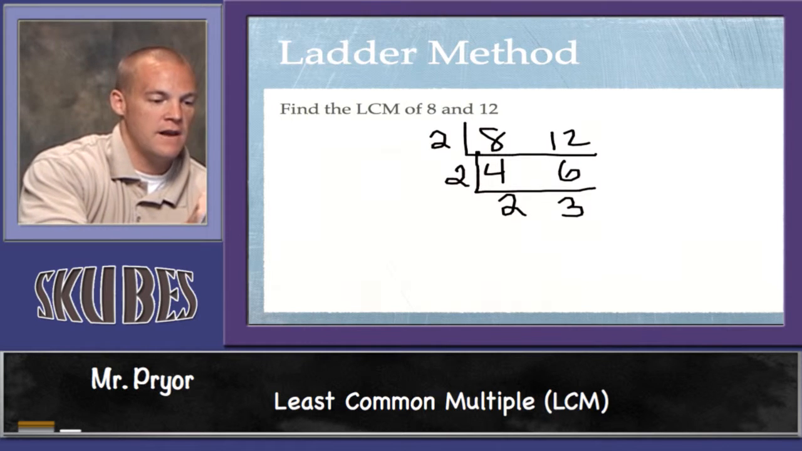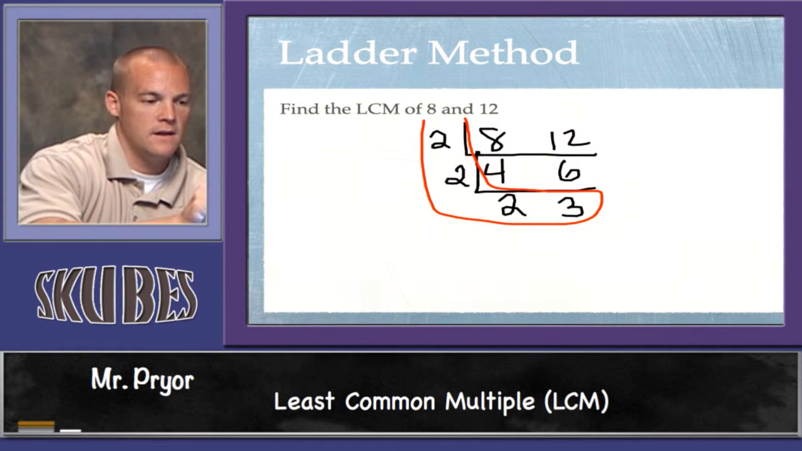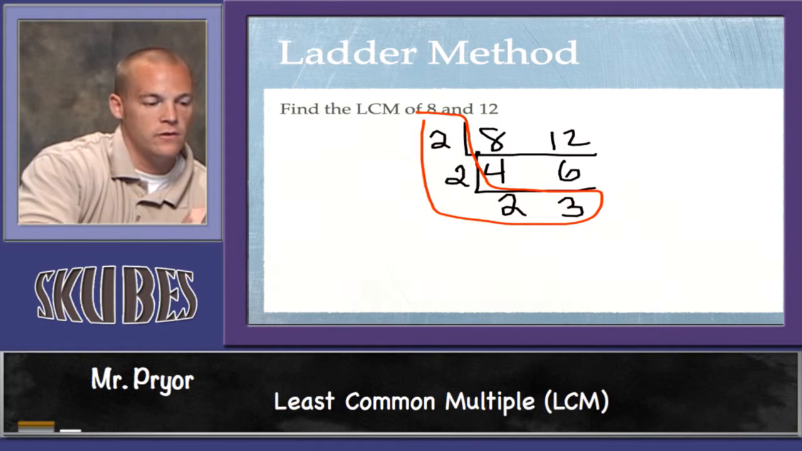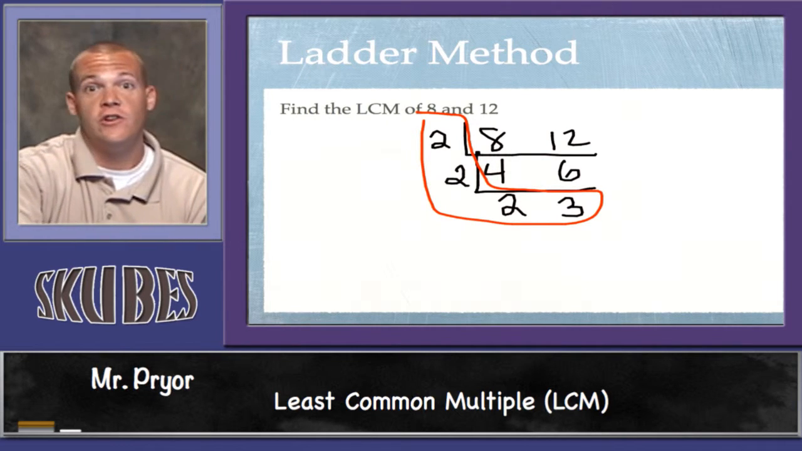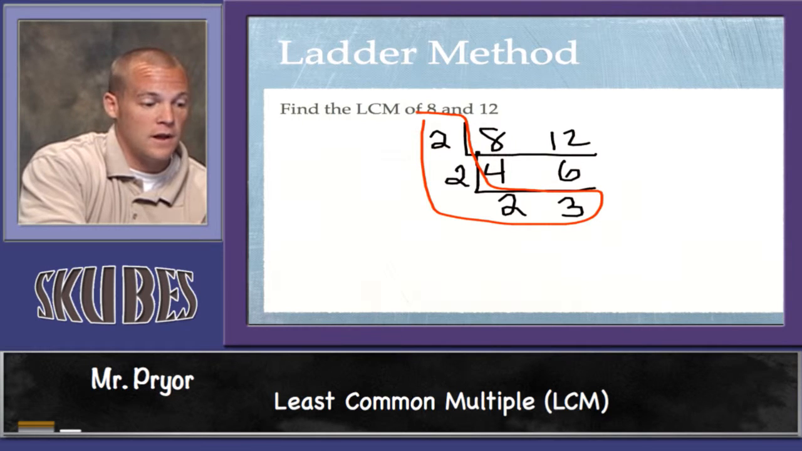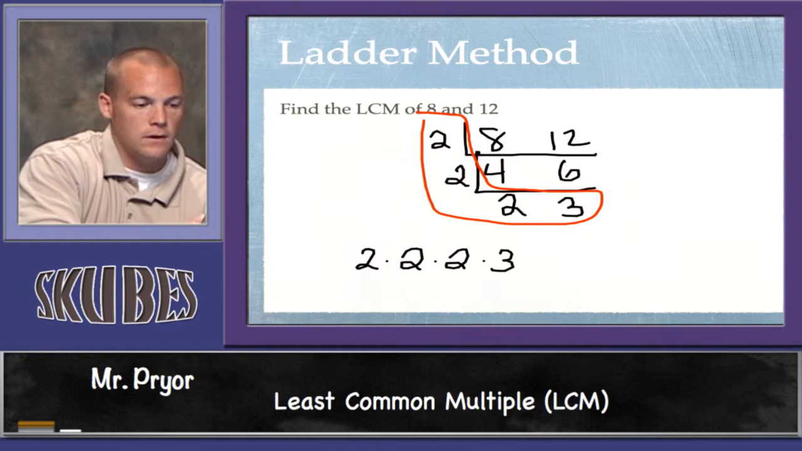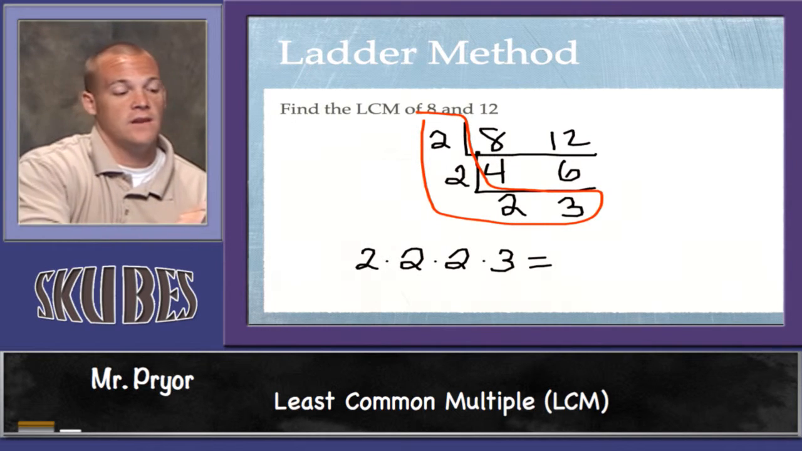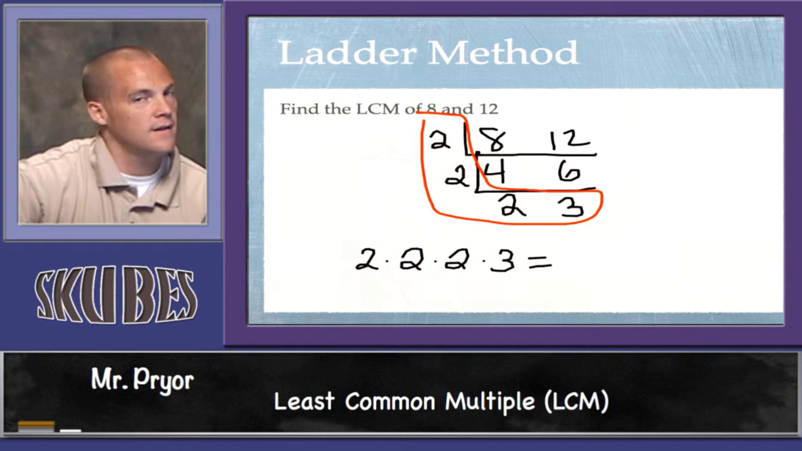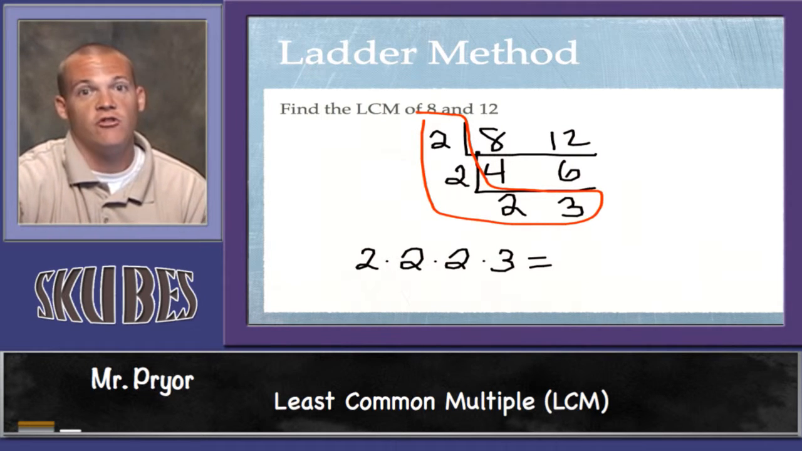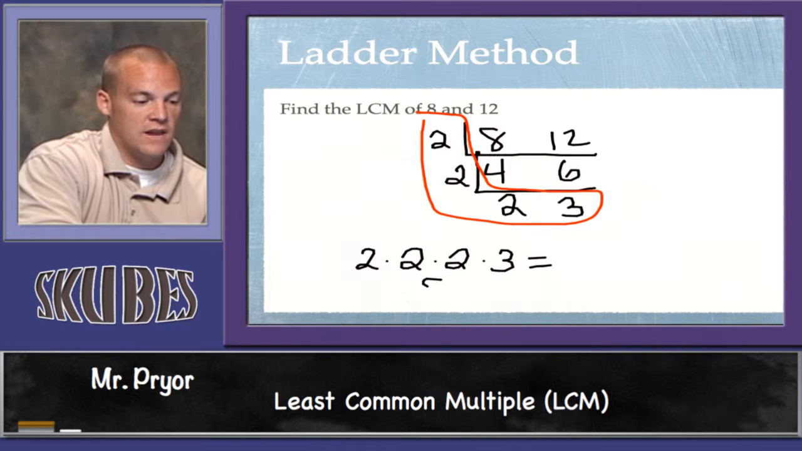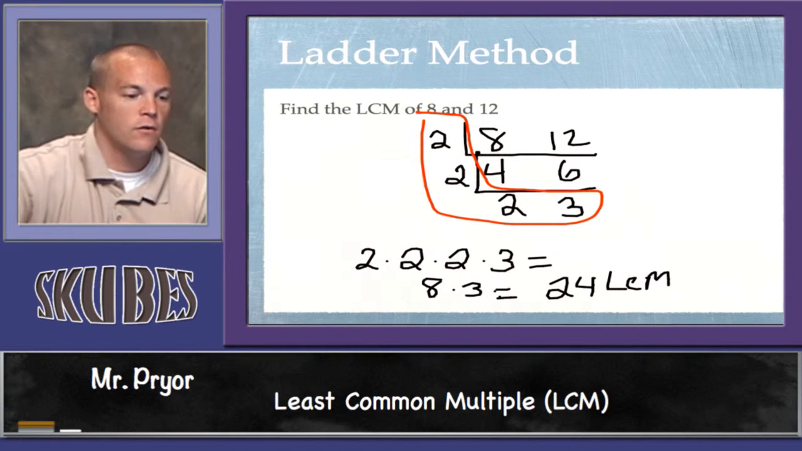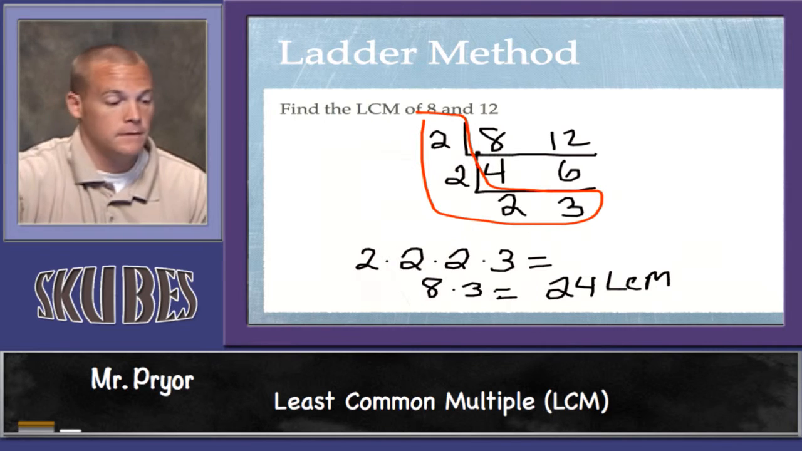So we stop. We make our L, and then for those of you who know the greatest common factor ladder method, you should know what to do now. You multiply. So we're going to multiply all those numbers in our L. 2 times 2 times 2 times 3. All right, now just be careful here because again, 2 times 2 times 2 sometimes we think is 6, and it's not. 2 times 2 times 2 is actually 8. So your multiplication here is actually 8 times 3, which is 24. So your least common multiple for 8 and 12 would be 24.